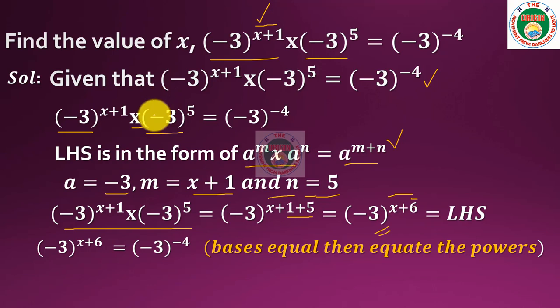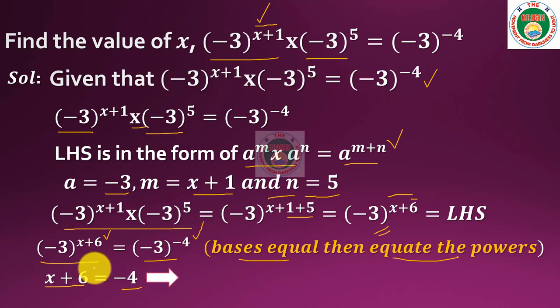Substitute that value in the LHS: (-3)^(x+6) = RHS (-3)^(-4). Observing LHS and RHS, the base is equal, so you should equate the powers. What is the power here? First term x+6 and second term -4. After equating and transposing, transpose +6 to this side and it converts into -6. So x = -4 - 6.